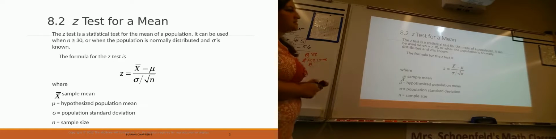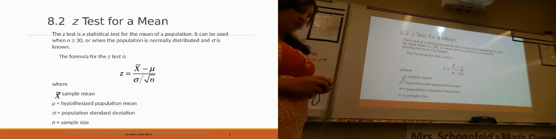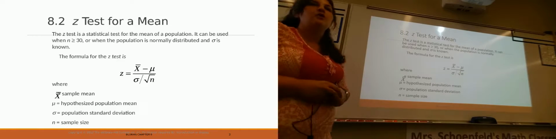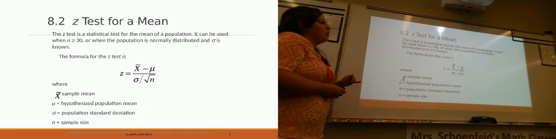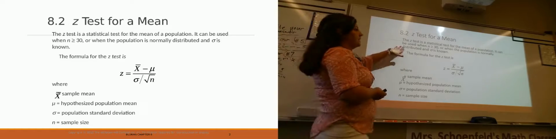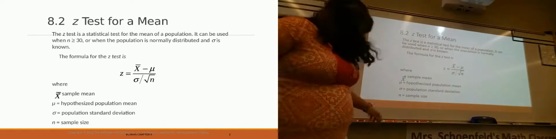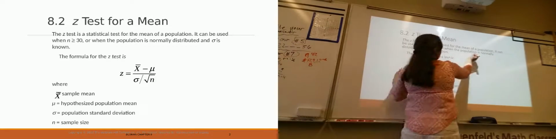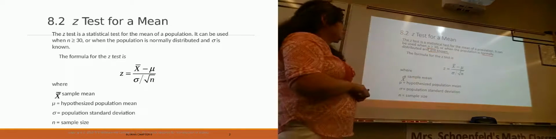Okay, the z-test is a statistical test for the mean of a population. It can be used anytime the sample size is greater than 30. That's the main thing we have to check for here. Or when the population is normally distributed and sigma is known. So that's our standard deviation. So n is greater than 30, normally distributed, and sigma is known.